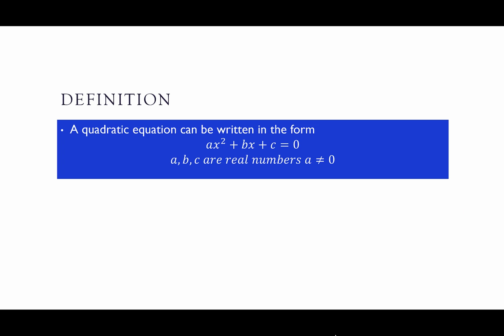So to start off, we need to say, well, what is a quadratic equation? A quadratic equation can be written in the form ax squared plus bx plus c equals 0. a, b, and c are real numbers, and a can't be 0. I need to have that x squared.